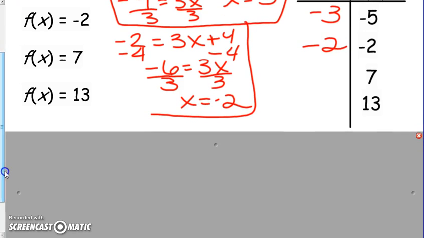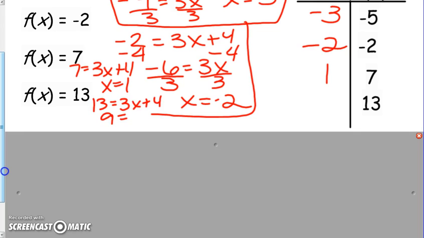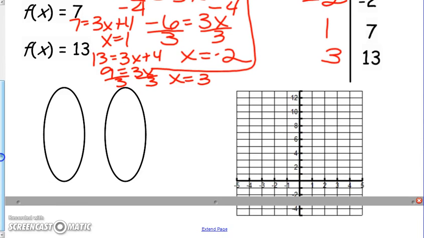This one a little bit smaller. 7 equals 3x plus 4. X is going to equal 1. I'll go ahead and give you that answer. And then 13 equals 3x plus 4. So it's going to be 9 equals 3x. Divide by 3, divide by 3. X equals 3. And now we can go ahead and map those and graph them.